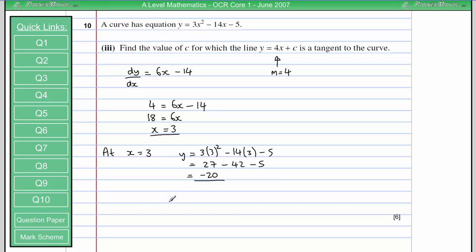So we now have a coordinate on the line. We've got 3, minus 20. So for the tangent, we're going to use our y equals mx plus c, and we're going to say, well, we know that y equals 4x plus c. Let's sub in our values for x and y. We get minus 20 equals 4 times 3 plus c. Subtract the 12 to the other side, we get c equals minus 32. So therefore our final line will be y equals 4x minus 32.